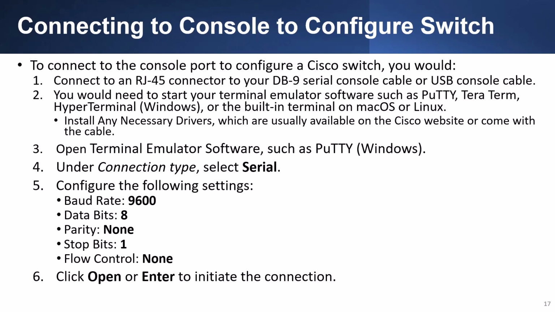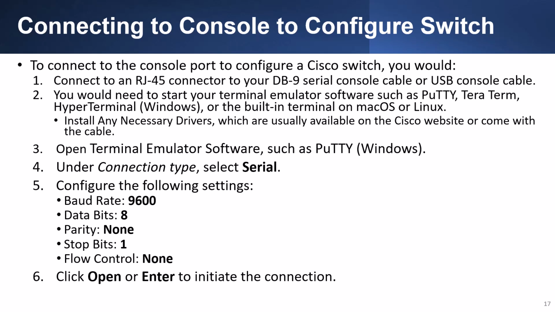To connect to the console port to configure a Cisco switch, you would connect an RJ45 connector to your DB9 serial console cable or USB console cable. You'll need to start your terminal emulator software such as PuTTY, Tera Term, HyperTerminal, or the built-in terminal in Mac OS or Linux. Install any necessary drivers, which are usually available on the Cisco website or come with the cable.